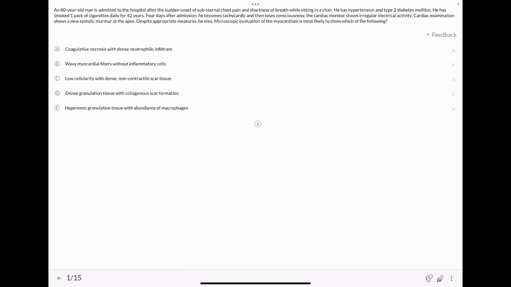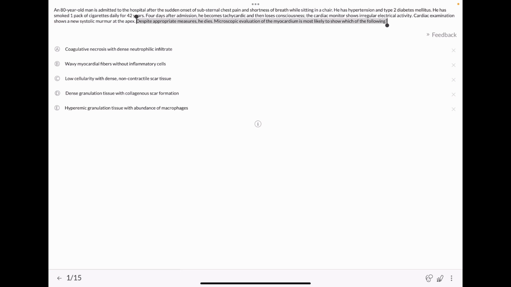Alright, so the first question, I'm going to read the last two lines as usual and then read the answer choices. Here, the last two lines say, despite appropriate measures, he dies. Unfortunately, microscopic evaluation of the myocardium is most likely to show which of the following. The answer choices show: A, coagulative necrosis with dense neutrophilic infiltrate, which is essentially the case with any infarction, by the way. B is wavy myocardial fibers without inflammatory cells.